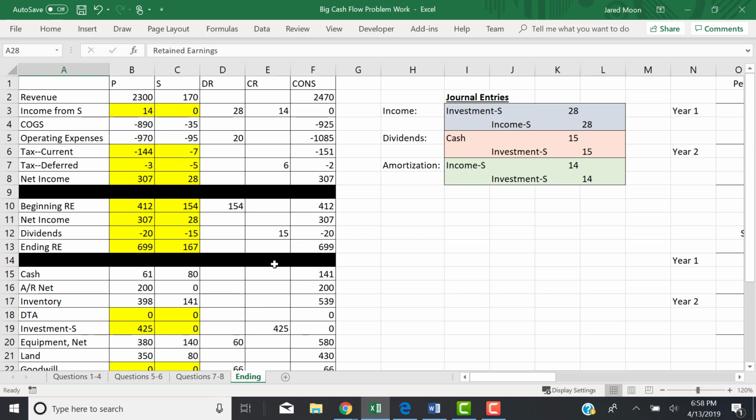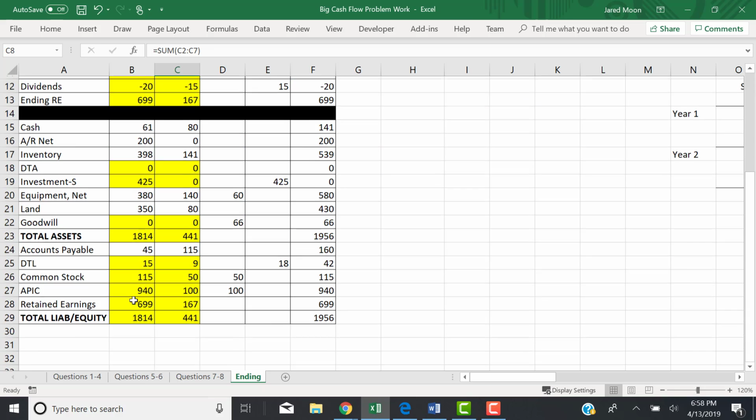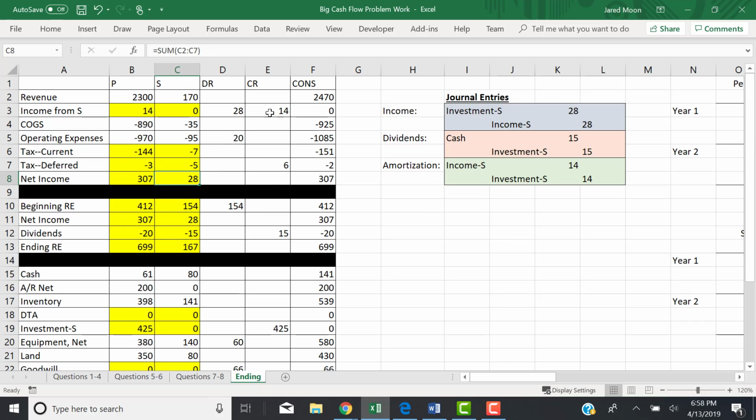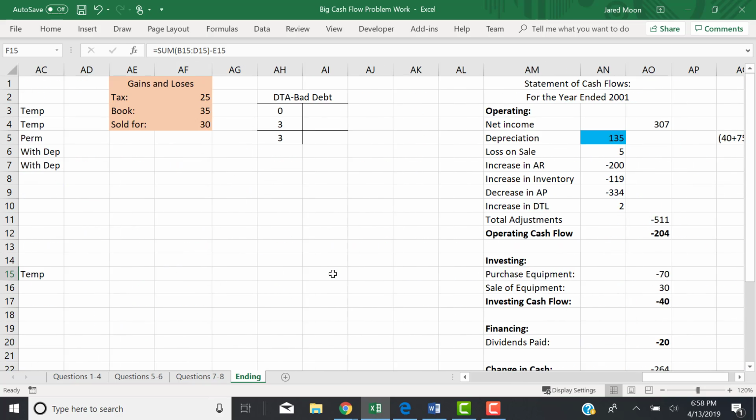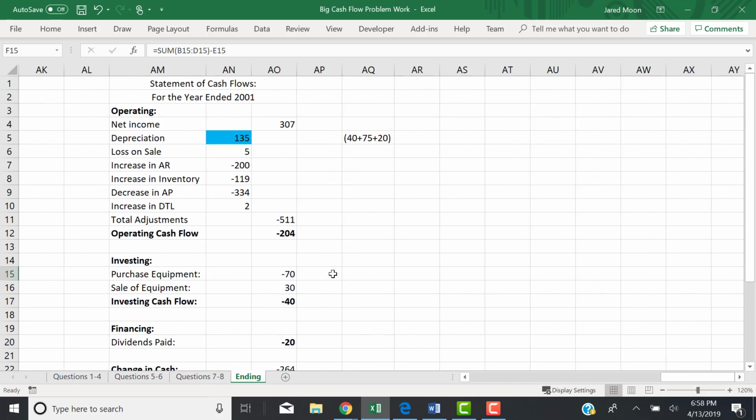So questions 1 and 2 were about the provision. Question 3 was about filling in the balance sheet and income statement. We did that. Question 4 was about the journal entries, and we did those. Question 5 was about the consolidated stuff, and we just did that. Now let's jump over to the cash flows. And this one's not actually that hard because we've already done it.